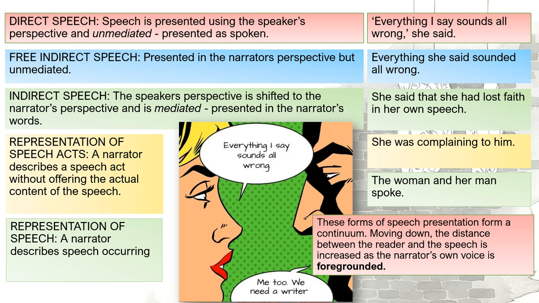The words have not been changed, the words are presented exactly as they were in speech, and there are other features that we'll look at shortly that help to present direct speech in this example. In free indirect speech, the perspective is shifted, but the words are unmediated. So the original language is kept, with the exception of the switch in perspective. Everything she said sounded all wrong. So that could be a representation of speech where what we are hearing is the direct words that the person spoke, but it's filtered through the narrator's perspective.